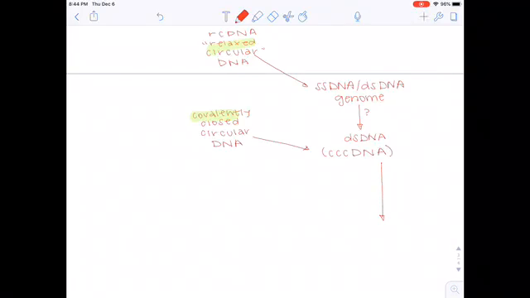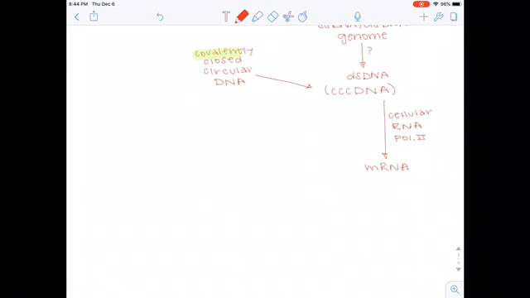Okay, so the next step in this process is the cellular RNA polymerase is going to transcribe the viral mRNAs from the cccDNA. So we use cellular RNA polymerase, abbreviated polymerase II. All right, and then after that, these are going to be translated into the proteins that will form the nucleocapsid eventually.